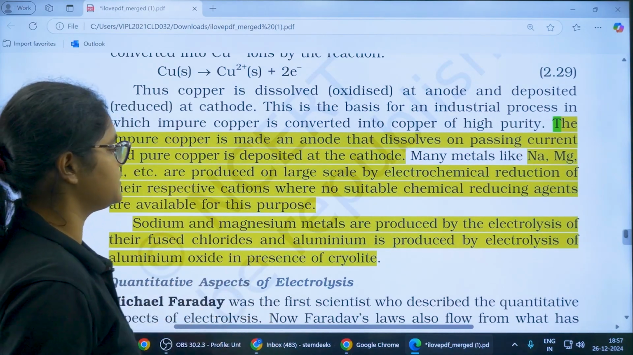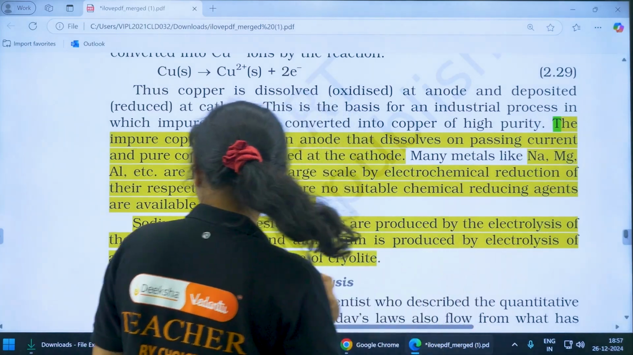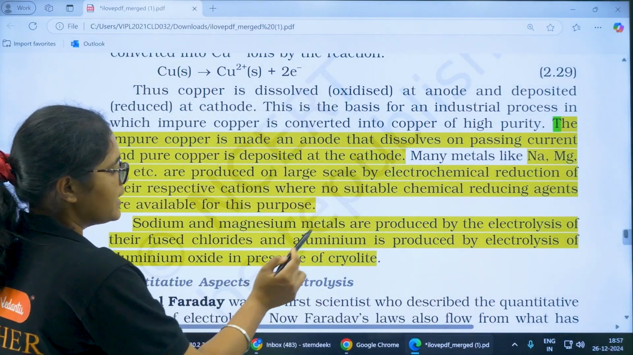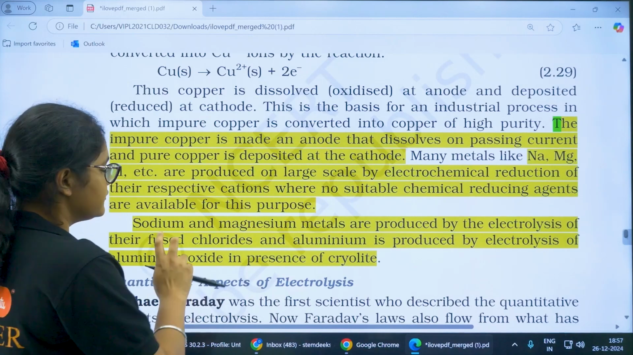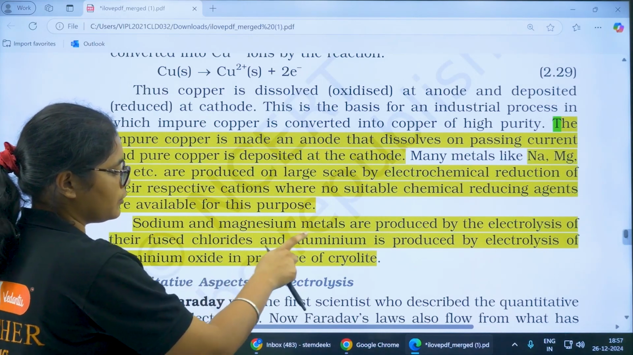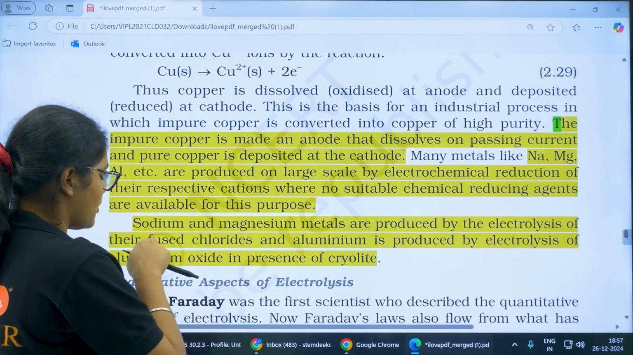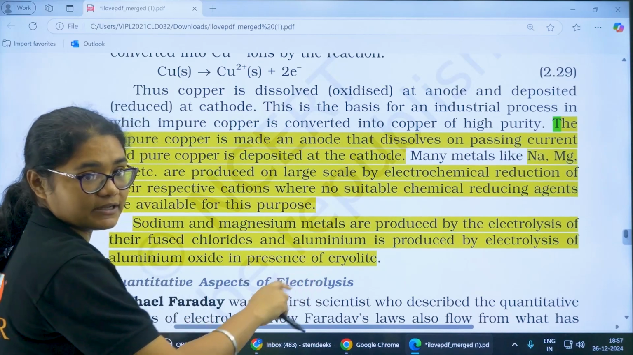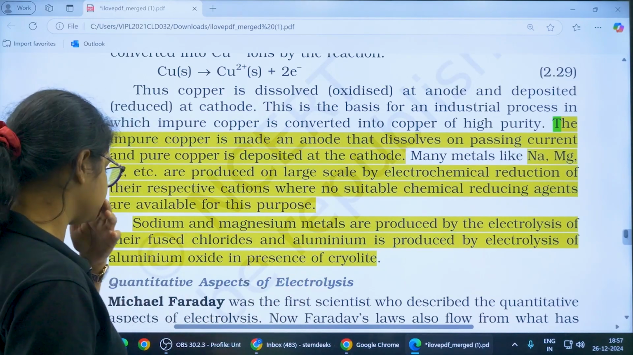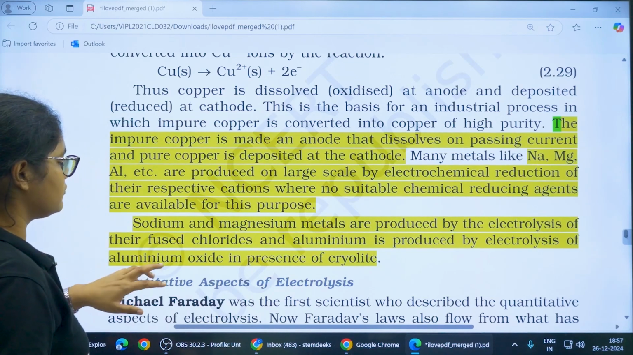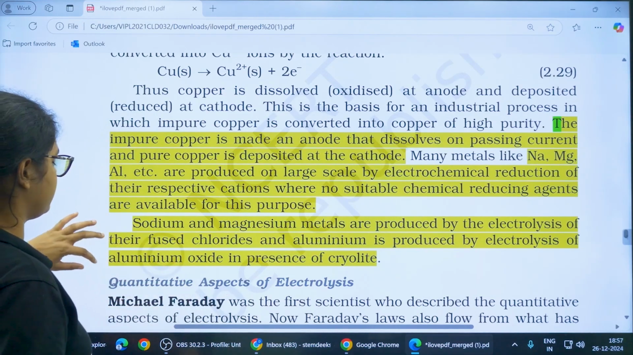Next, sodium and magnesium metals are produced by the electrolysis of their fused chlorides, and aluminum is produced by the electrolysis of aluminum oxide, okay. So sodium and magnesium are obtained from the chlorides, and aluminum is obtained from aluminum oxide in the presence of cryolite. Okay. Next, coming to the quantitative aspects of electrolysis.